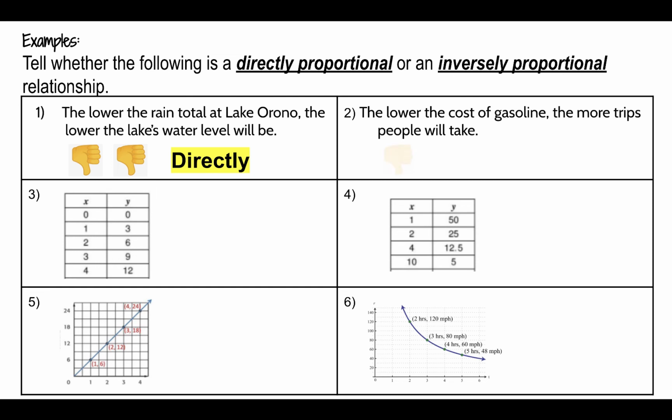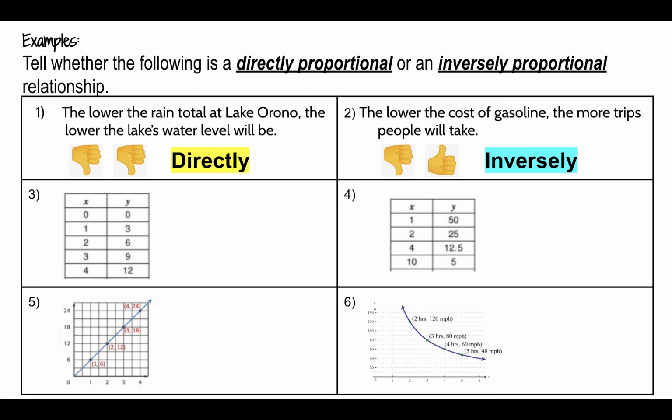Look at number 2. The lower the cost of gasoline, the more trips people will take. Is this directly or indirectly proportional? We have a value down, a value up. Look back in your notes. Inversely proportional. Going to number 3, we actually have this table already in our notes.